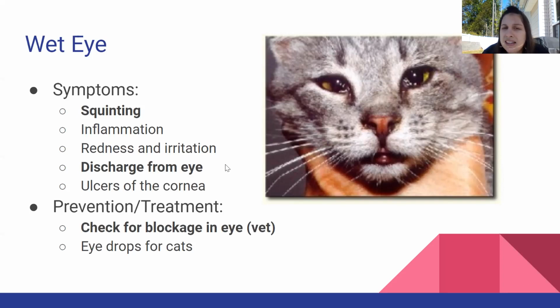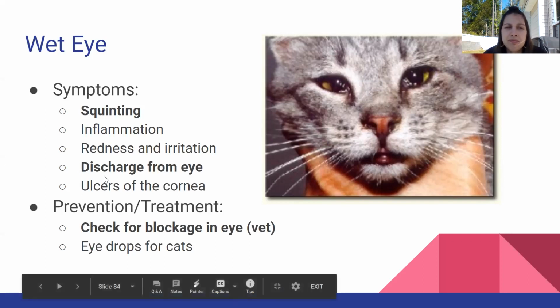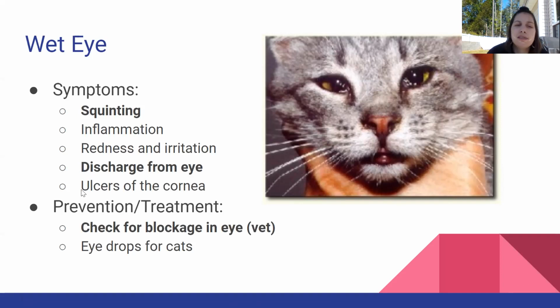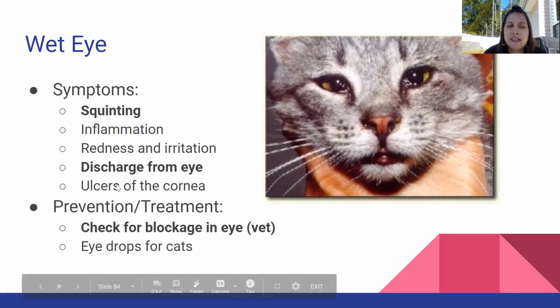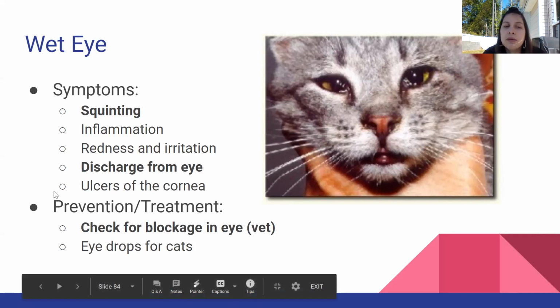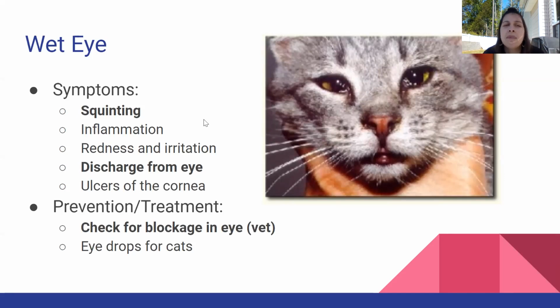You'll see discharge from the cat's eyes. It could be a little bit gunky. If it's old, it could just be straight up water, like tears. If it gets bad enough, and it's due to a blockage, it gets inflamed and causes an infection, then you can end up seeing ulcers on the cornea, or ulcers on the cat's eye. But this is going to be much further than expected. Typically, you're only going to see squinting, discharge from the eye, maybe a little bit of inflammation, at which point you take them to the vet to check to see if it's a blockage.